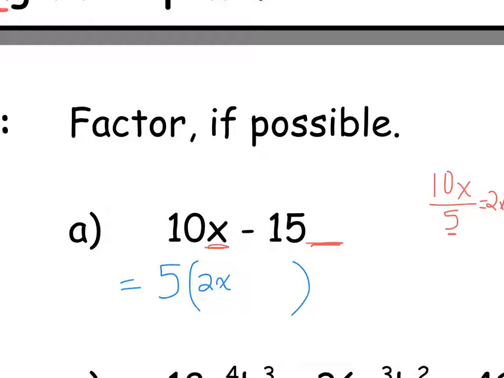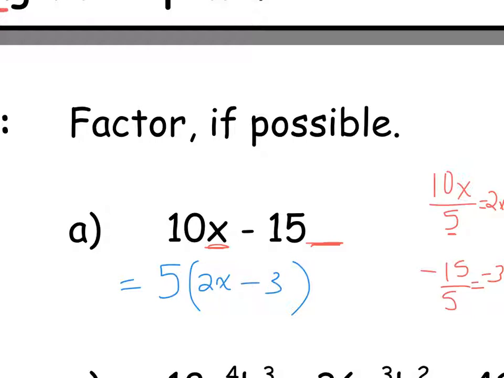So on the side or in my brain, I'm going to say, well, negative 15. And I pulled out this common factor of 5 here. And so I need to divide my negative 15 by 5. And that gives me negative 3. So that tells me that 2x minus 3 is what's going to remain in my brackets.